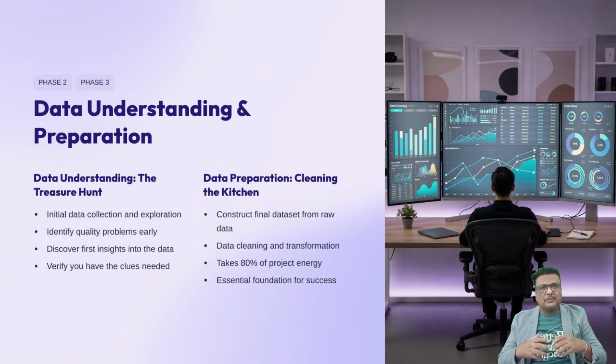Now, watch how this connects. After we find our data, we enter phase 3, data preparation. The official study guide defines this as the phase that covers all activities to construct the final dataset from the initial raw data, including tasks like data cleaning, transformation, and formatting. This is where the real elbow grease happens.